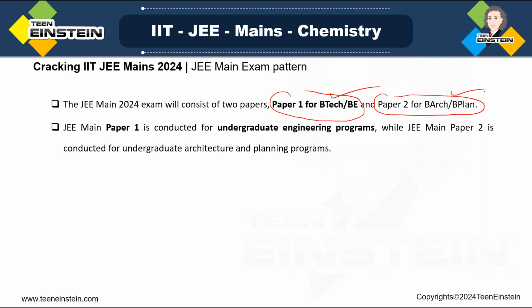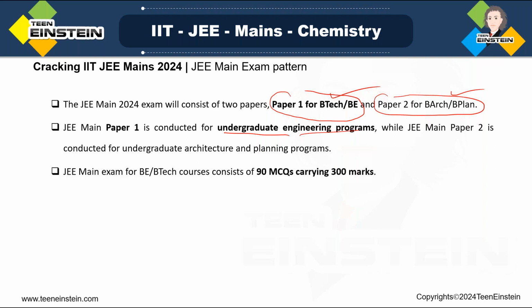As chemistry is present only in paper 1, our focus here will be paper 1, which is conducted for undergraduate engineering programs, BTech BE. If you are interested in paper 2, that is conducted for undergraduate architecture and planning programs. We are discussing how to crack the subject chemistry, and that will be only in paper 1.